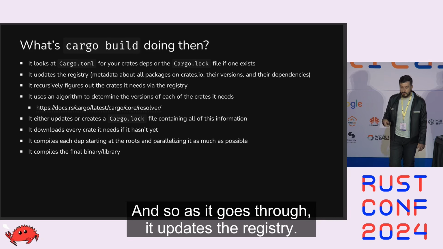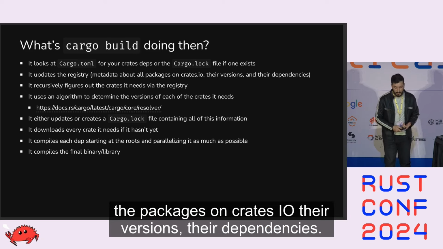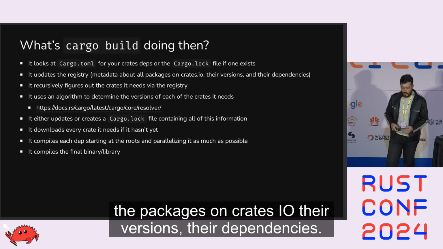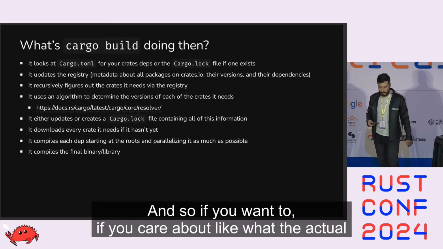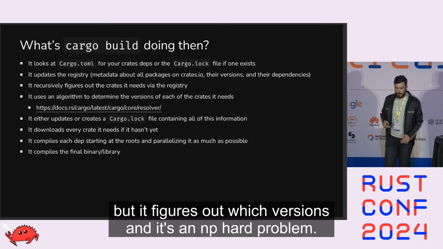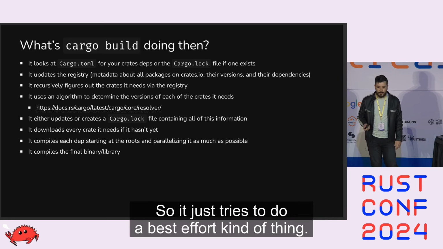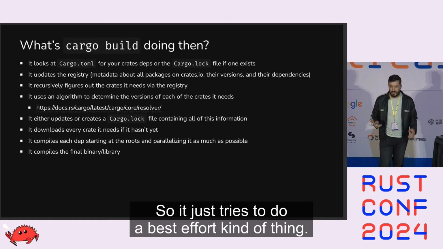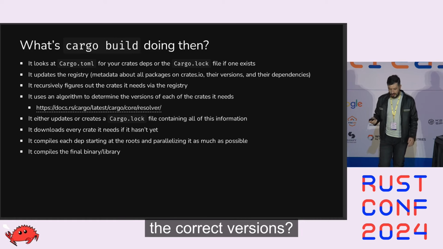And so as it goes through, it updates the registry, which contains the metadata about all the packages on crates.io, their versions, their dependencies, and it tries to recursively figure out all the crates that it needs. And if you care about what the actual algorithm is, it's in the docs.rs link here. It figures out which versions, and it's an NP-hard problem, so it just tries to do a best effort kind of thing. There's a lot of research that goes into how to choose the correct versions.